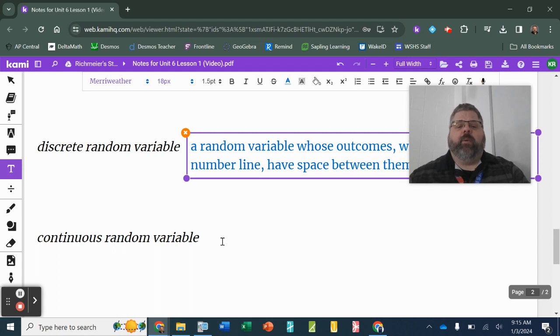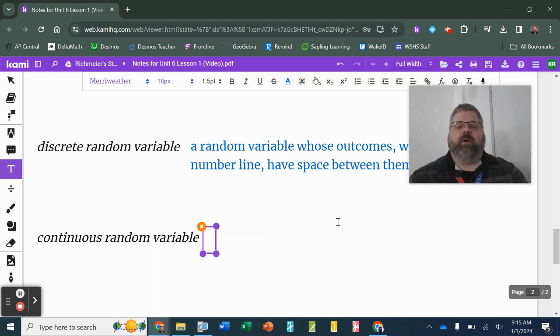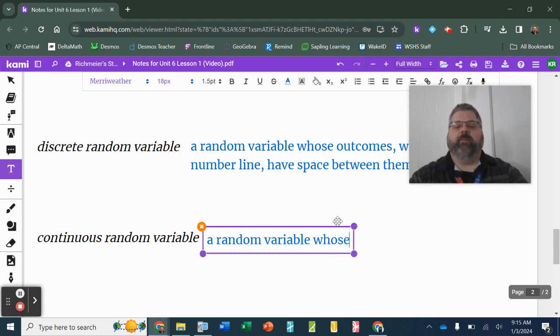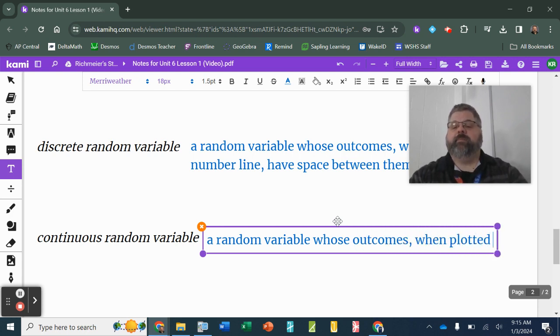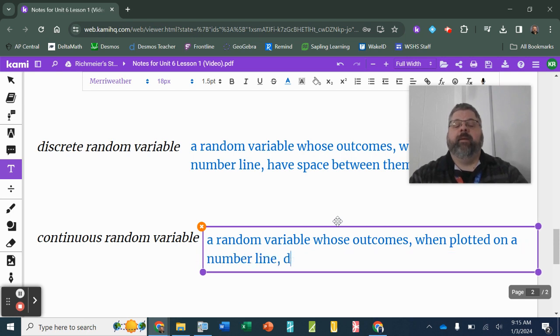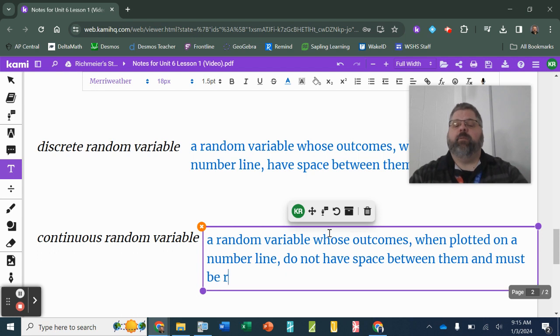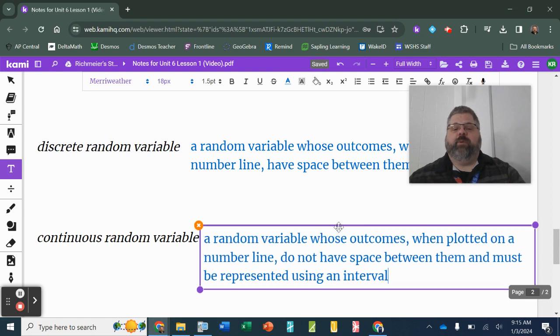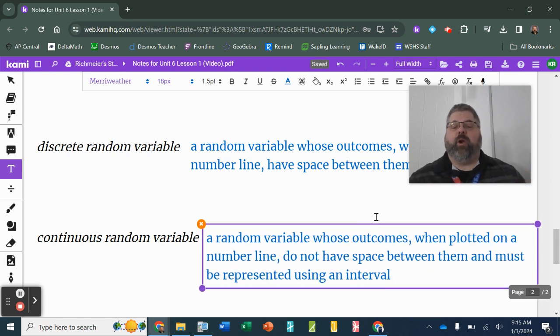On the other side of that, though, we have what are called continuous random variables. These are random variables whose outcomes, when plotted on a number line, do not have space between them and must be represented using an interval. So when I look at the outcomes for a continuous random variable, they don't have space in between them, because it could be any rational or irrational number along the number line.